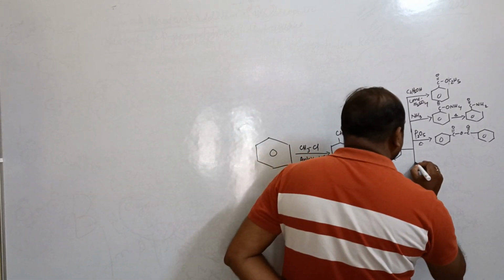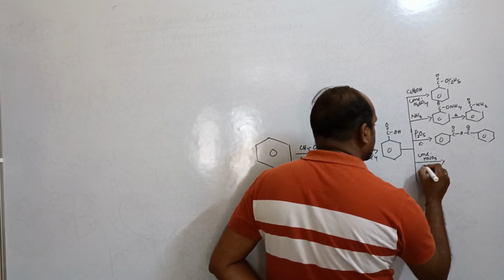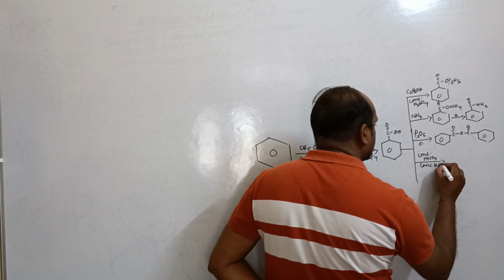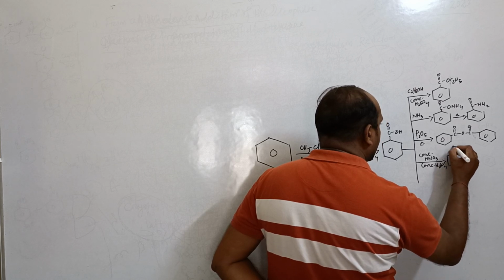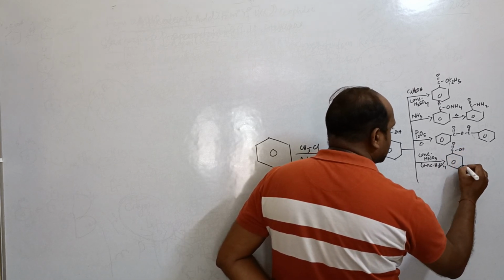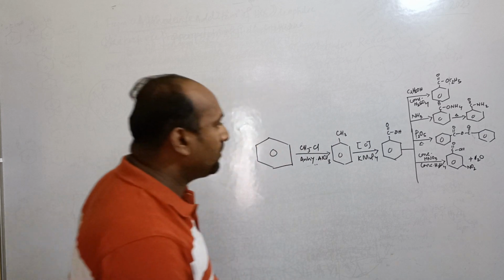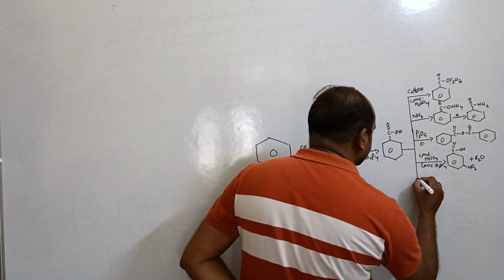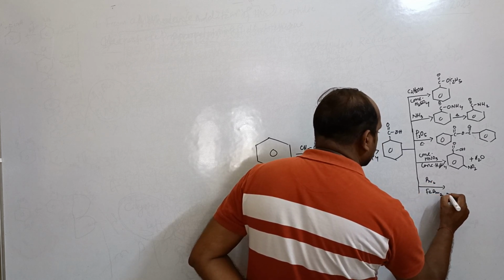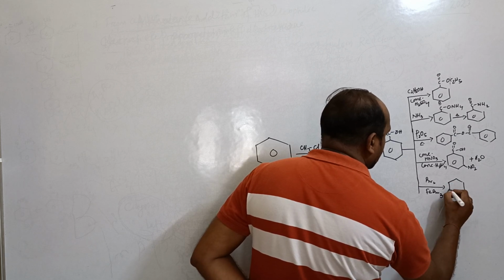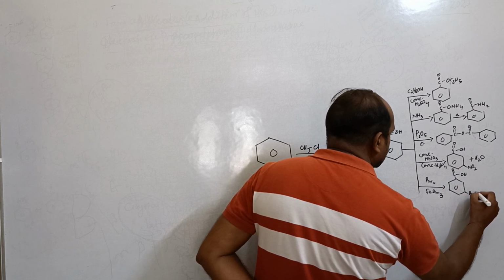Again, benzoic acid is treated with concentrated HNO3 in presence of concentrated H2SO4. That is nitration. In benzoic acid, the carboxylic acid is a meta-directing group. The electrophilic substitution reaction takes place at the meta position to form meta-nitrobenzoic acid. Again, it is treated with bromine, Br2, in presence of FeBr3 to form meta-bromobenzoic acid plus HBr.